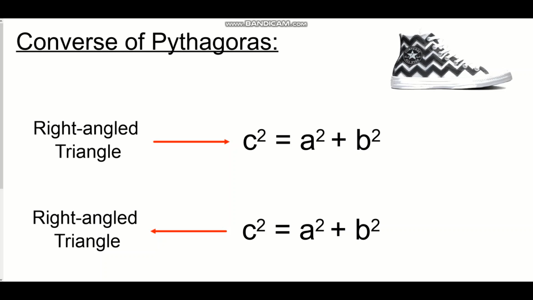So the converse of Pythagoras' theorem is if you have a relationship where c squared does not equal a squared plus b squared, then you do not have a right-angled triangle. That's what we're trying to prove with the converse of Pythagoras, that we do not have a right-angled triangle.